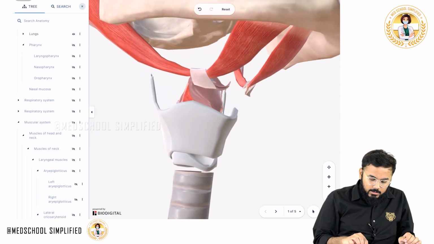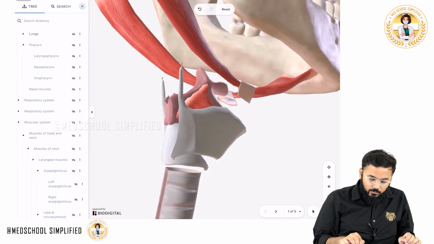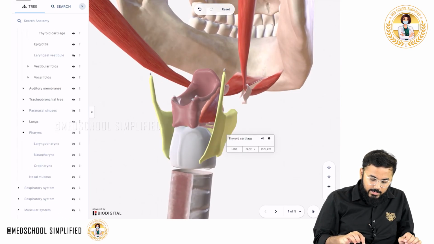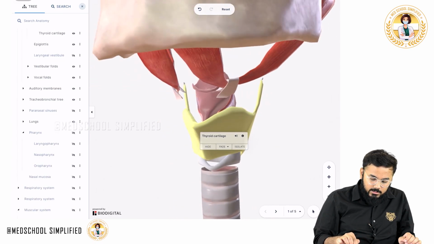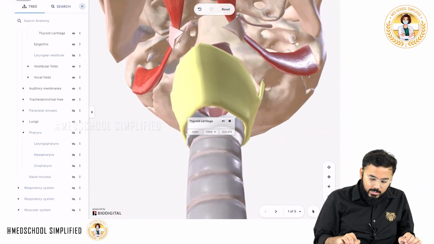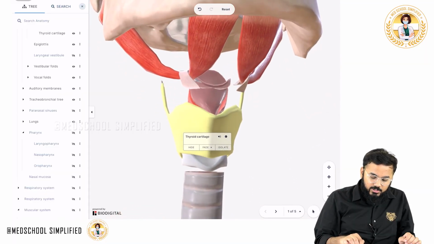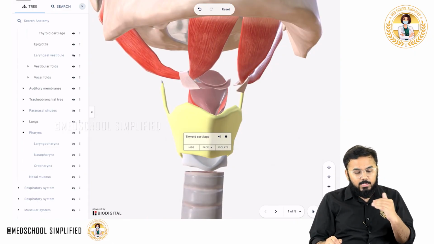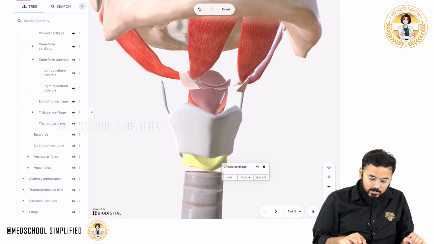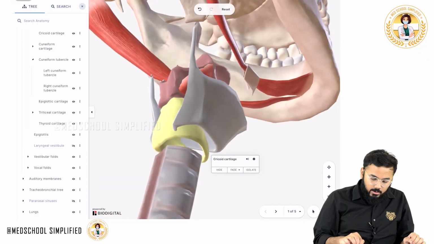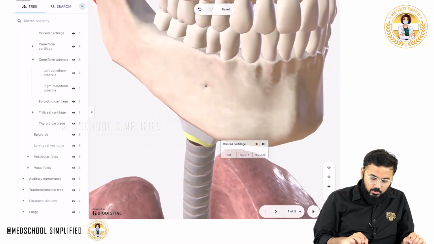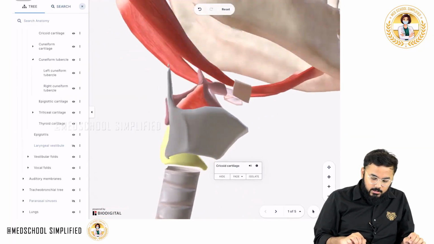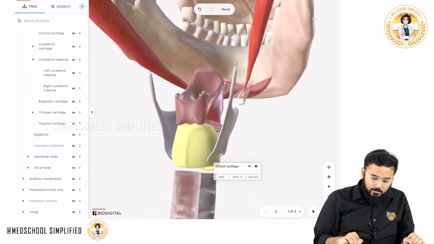Now I am turning this back. When you are looking from the back, you see this entire cartilage shaded with yellow. This is the thyroid cartilage. How is the thyroid cartilage? It is in the form of a shield shape. Beneath the thyroid cartilage, what cartilage do we have? This is the cricoid cartilage. Look at the cricoid cartilage from below. Isn't it ring shaped?